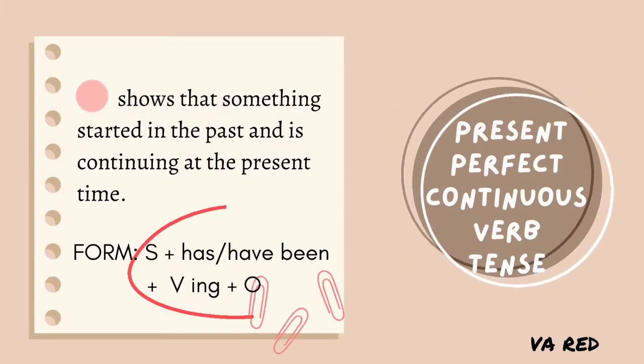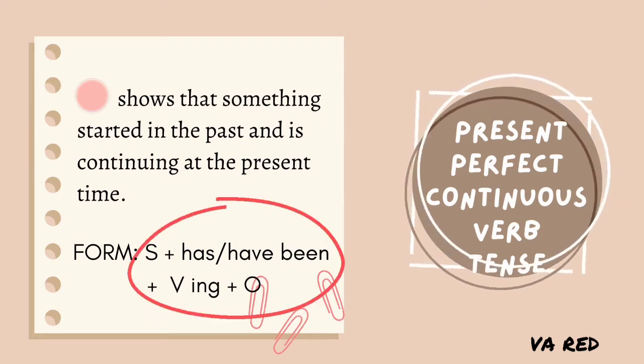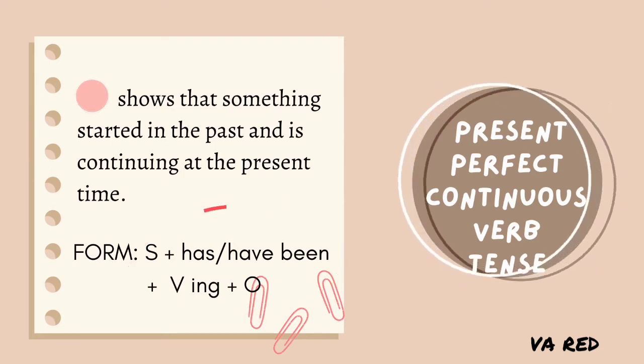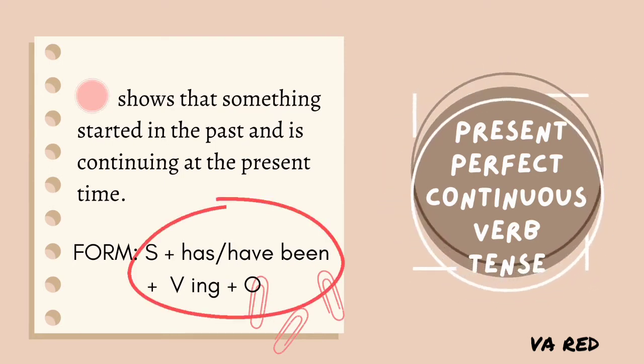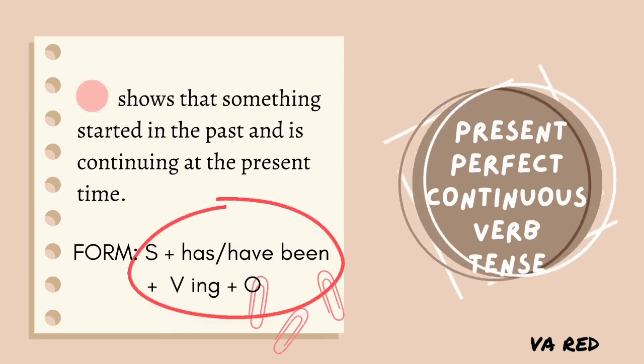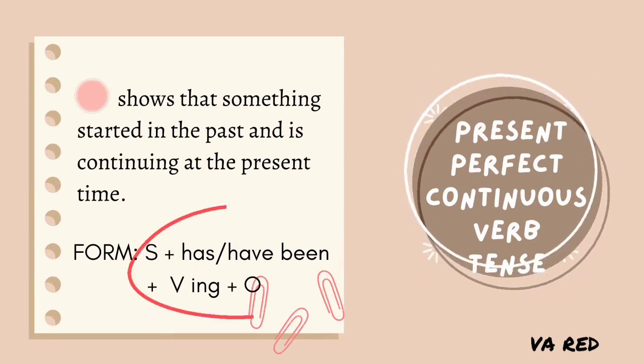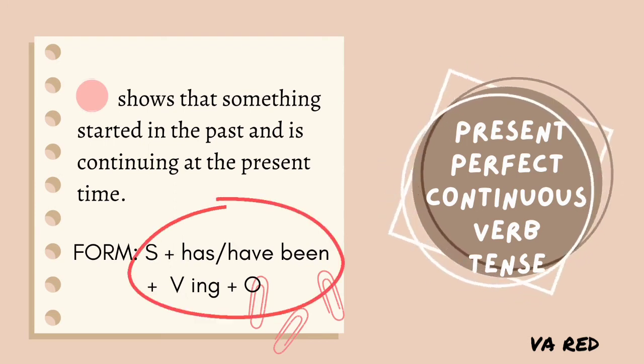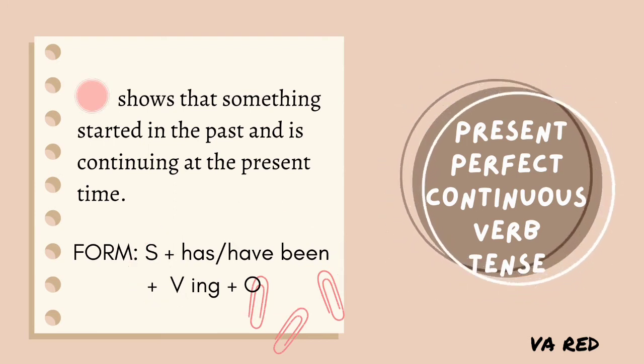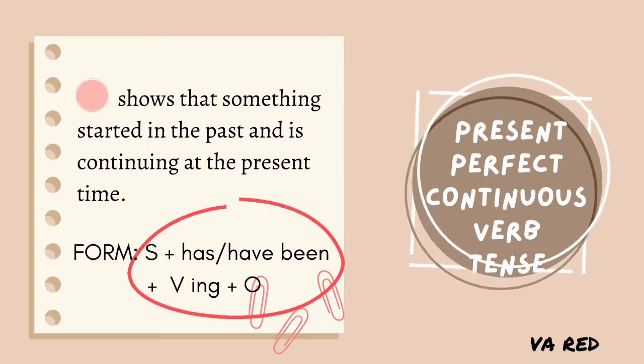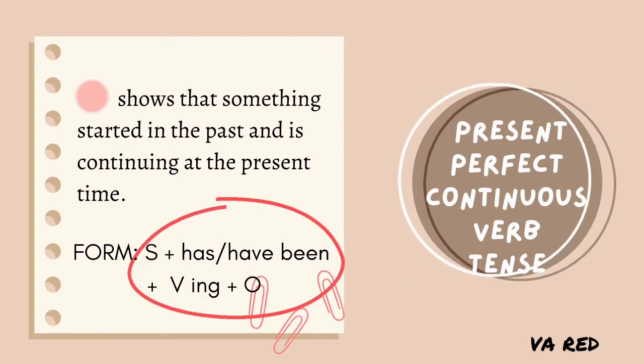Present perfect continuous verb tense shows that something started in the past and is still continuing at the present time. Ito yung nagsimula sa nakaraan at patuloy sa kasalukuyan. And the formula for this is subject plus has been or have been plus verb in present tense form plus object.